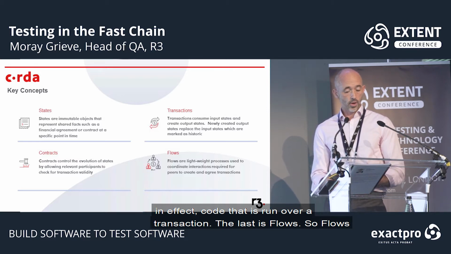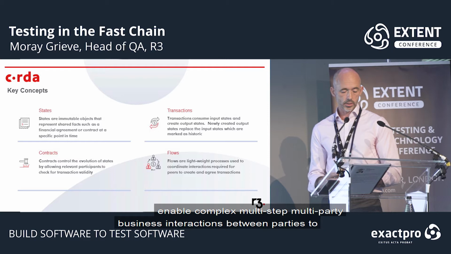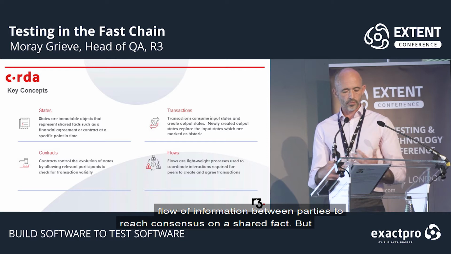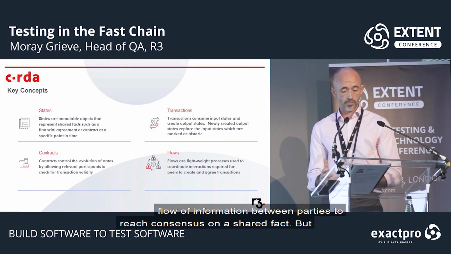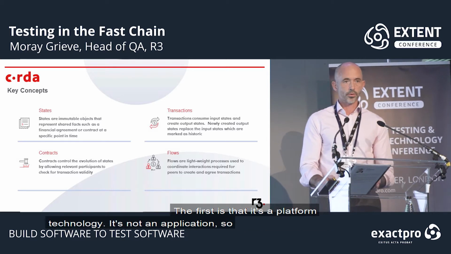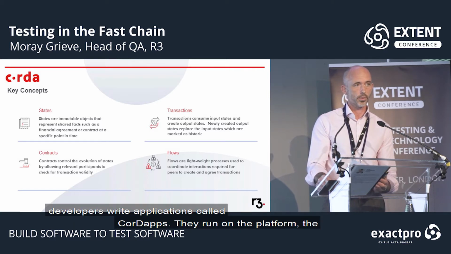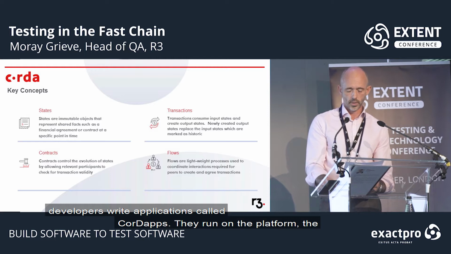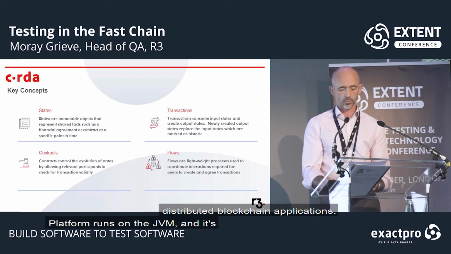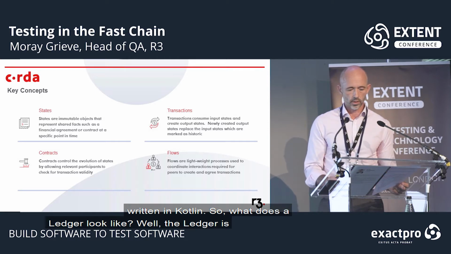And the last is flows. Flows enable complex multi-step, multi-party business interactions between parties to be modeled as an asynchronous state machine. They control the flow of information between parties to reach consensus on a shared fact. But there are a few other things worth pointing out around Corda. The first is that it's a platform technology. It's not an application. Developers write applications called Corda apps. They run on the platform. The platform offers all of the features and APIs to write highly scalable distributed blockchain applications. The platform runs on the JVM and it's written in Kotlin.